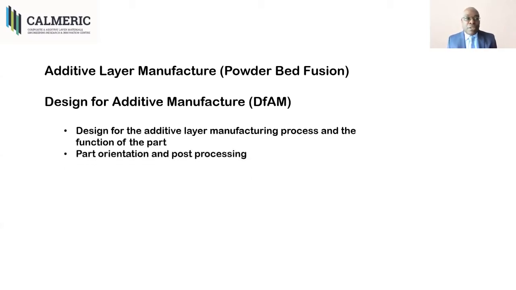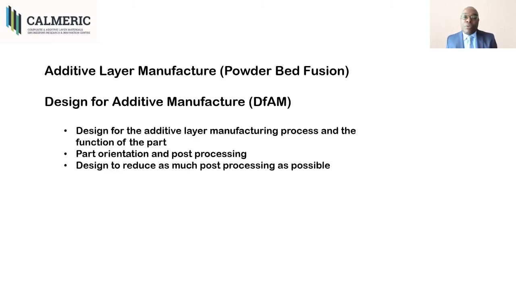Part orientation and post-processing. Now, this is quite important. As you know, with ALM, it induces stress into the process, but that can be minimized by part orientation. So that's a consideration that the designer and the design engineer has to think about. Also, part orientation can improve the surface finish. So again, that's a consideration that the designer would have to think about as part of the design process.